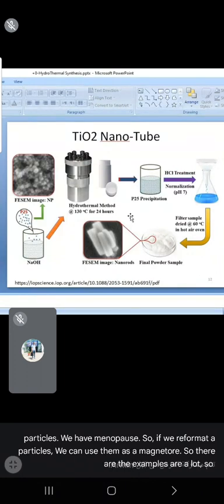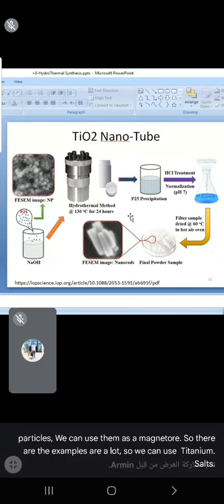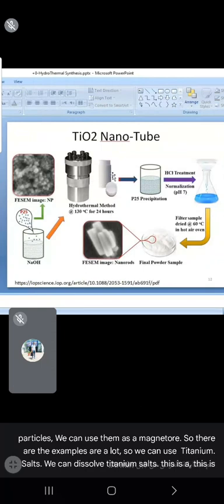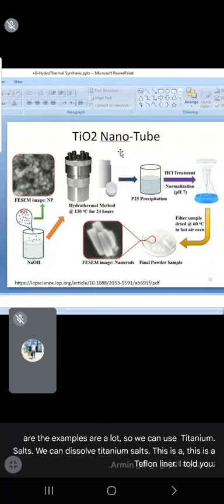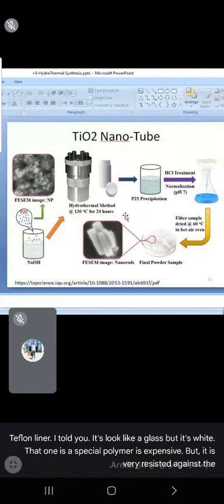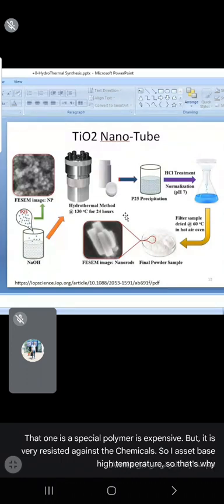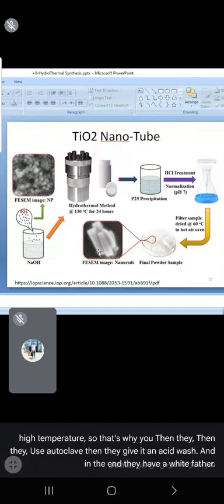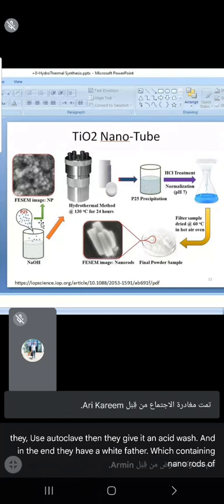So we can use titanium salts. We can dissolve titanium salts. This is a Teflon liner. I told you, it looks like glass, but it's white. Teflon is a special polymer. It's expensive, but it is very resistant against chemicals, so acid, base, high temperature. So that's why you use it. Then they use the autoclave. Then they give it an acid wash, and in the end they have a white powder, which contains nanorods of titanium oxide.